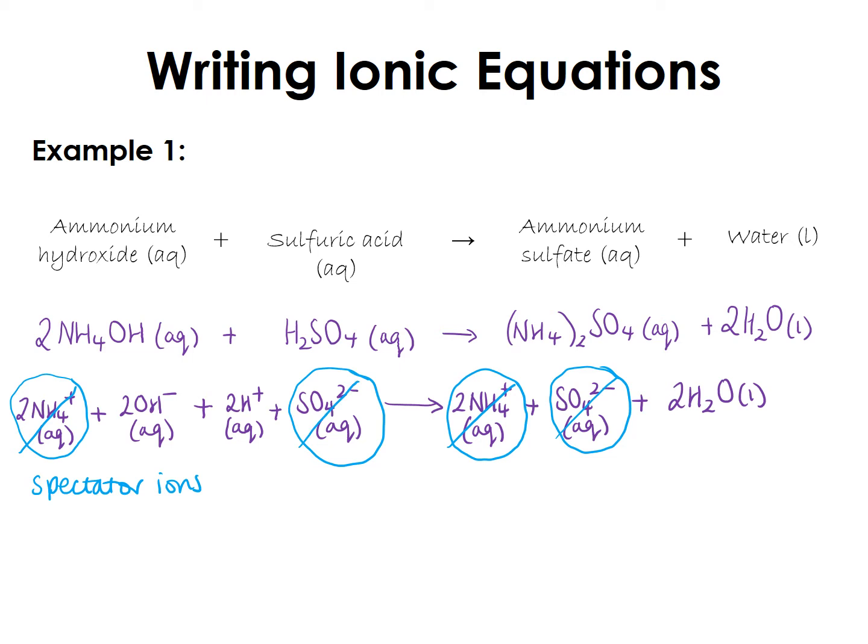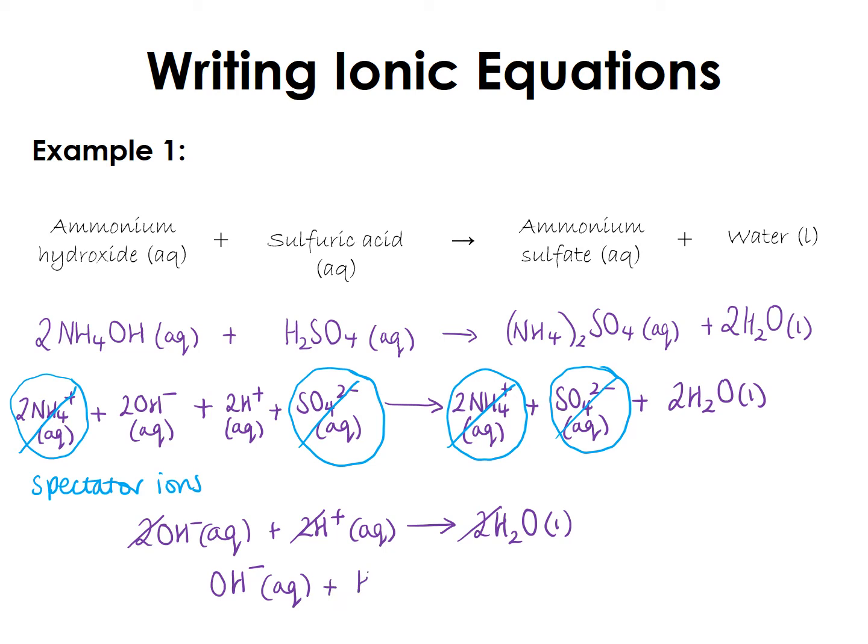So we can now simplify this down quite a bit to 2 OH- ions on the left, (aq), and 2 H+ ions on the left, (aq), reacting to produce 2 H2O liquids on the right hand side. Of course, by convention, we could then cancel this down further for the simplest ionic equation for this reaction, OH-(aq) plus H+(aq) reacting to form H2O(l), just like so.